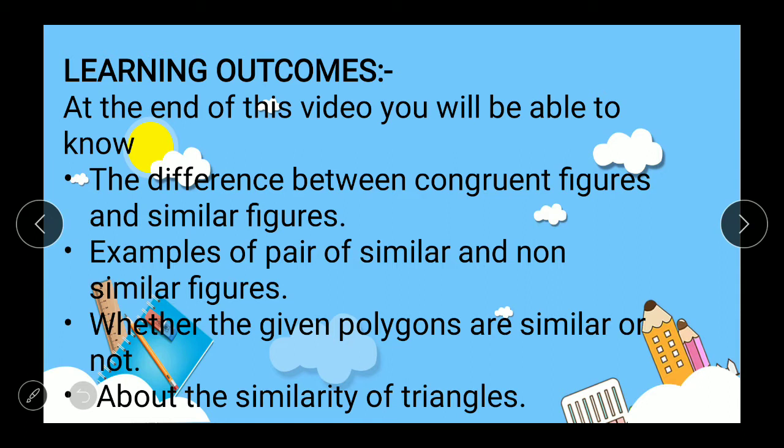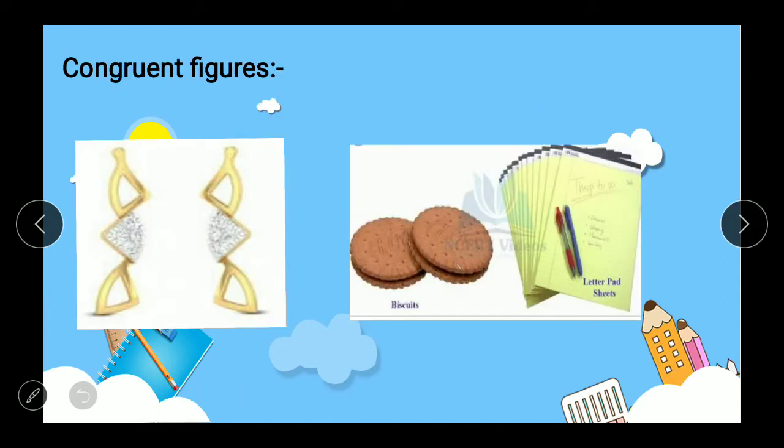Students, in your 9th class, you have studied about the congruent figures. Look at this picture. I have a pair of earrings which are exactly the same in shape and size. Likewise, a pair of biscuits and some letter pad sheets. Pair of biscuits are also in the same shape and size. Letter pad sheets are also the same in shape and size. Hence, these objects are said to be congruent.